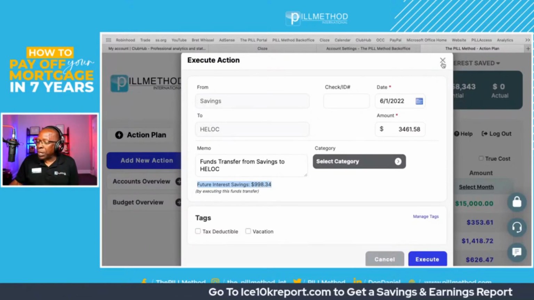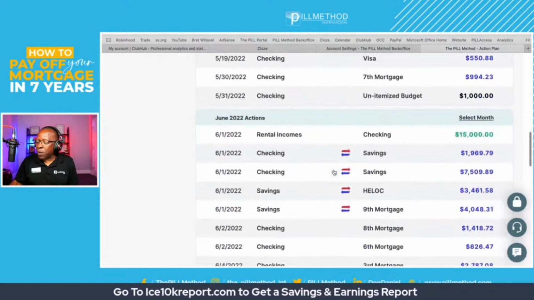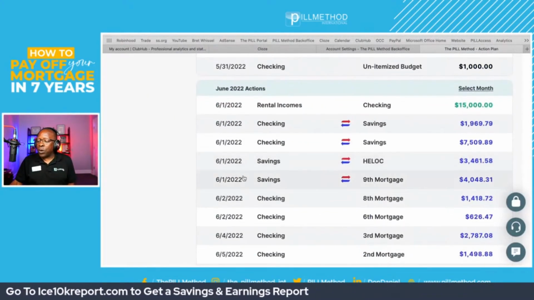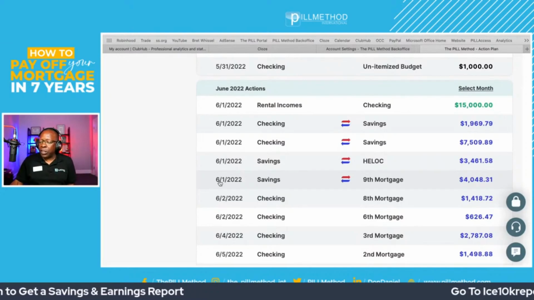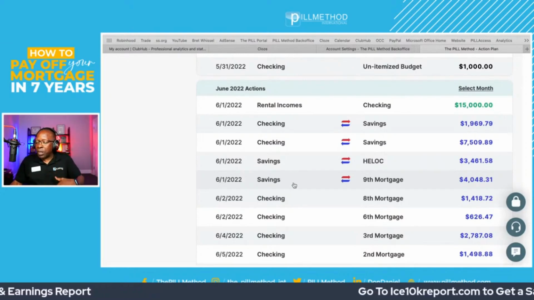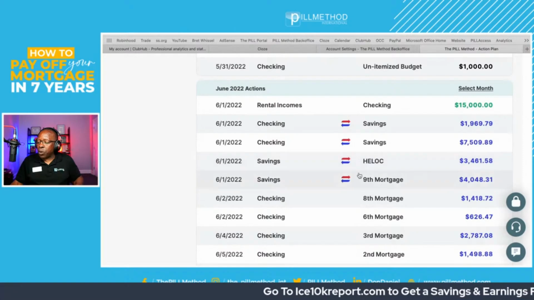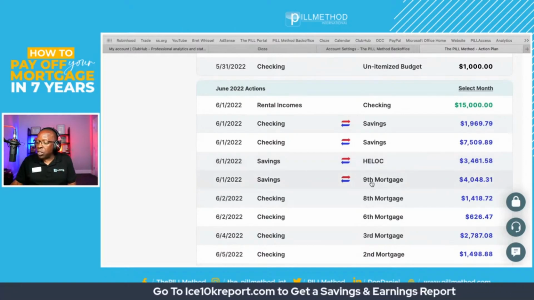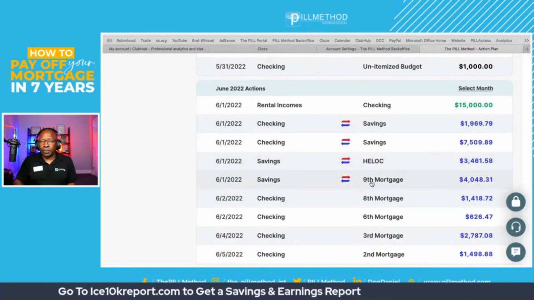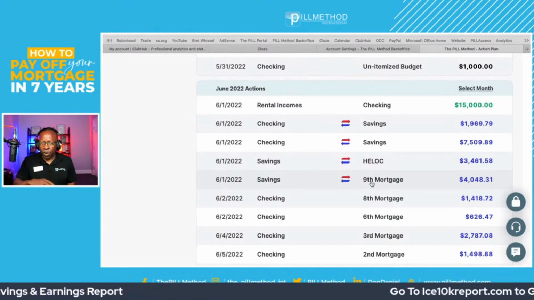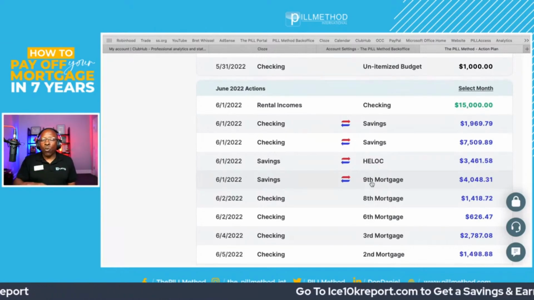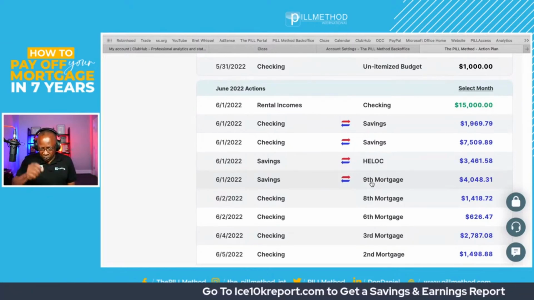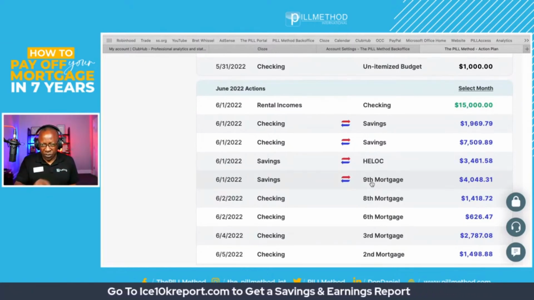So here's what we're doing now. The program says, once you pay off the HELOC, what else are you doing? We're going to, on the first of the month in June, take money from savings and put it on which mortgage? Mortgage number 9. Remember, there are 11 mortgages here: 10 first mortgages and one second mortgage, the HELOC. The HELOC has already been paid to zero out of savings money.